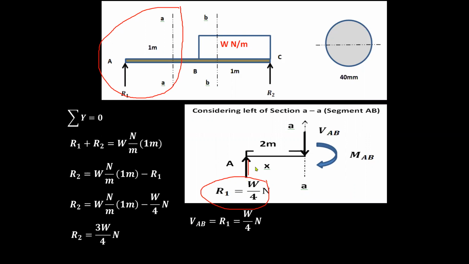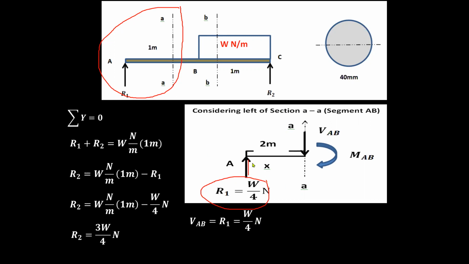Let us solve for VAB, since it only goes up to B. A and then B. So we calculate for shear AB. R1 is W over 4, definitely. We're only dealing with shear so far. So we have calculated VAB. Therefore, VAB is really equal to R1, because we only have two forces. If we sum the vertical forces, there are only two, VAB and R1. That's why VAB is also R1, which is equal to W over 4 Newton.